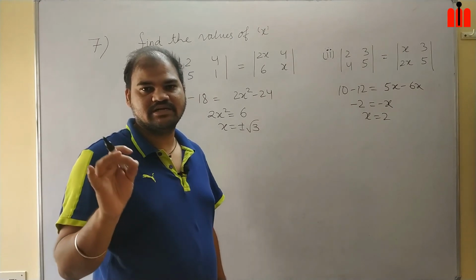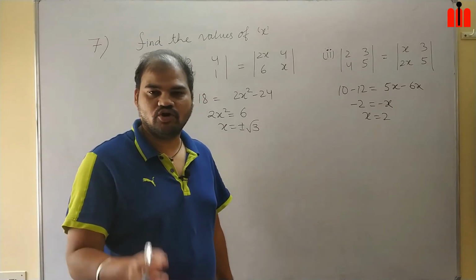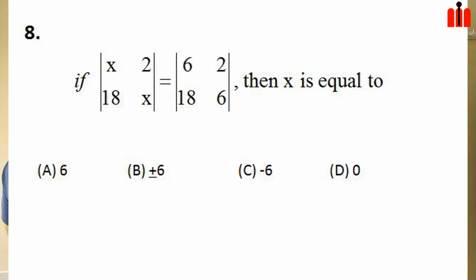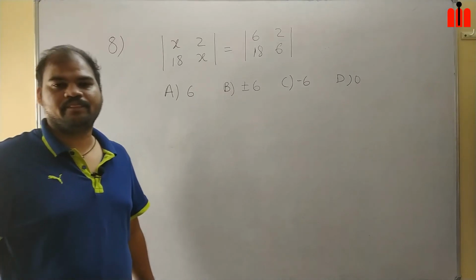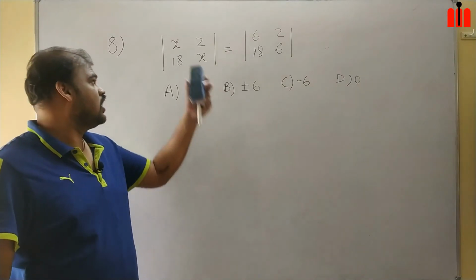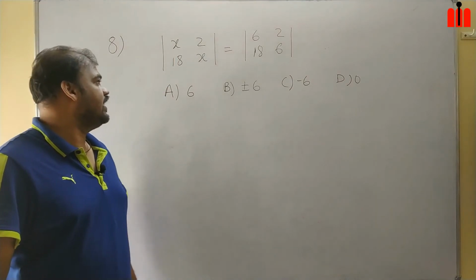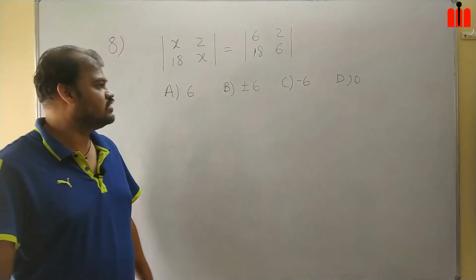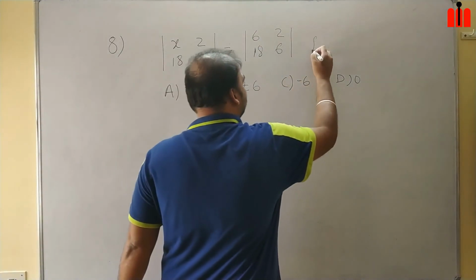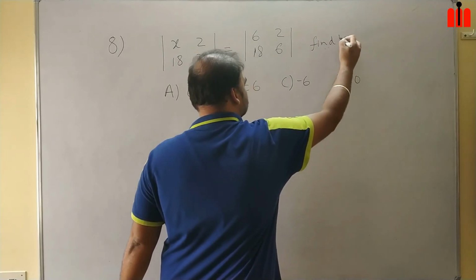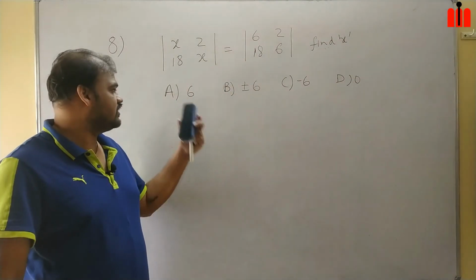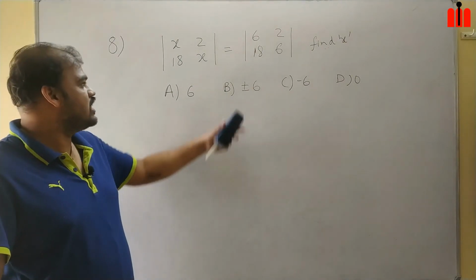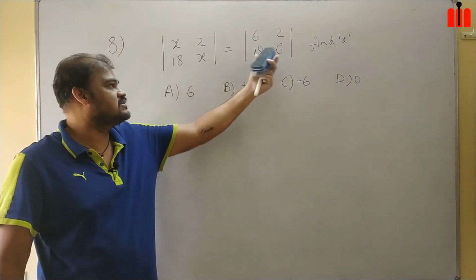This completes the 7th problem. Now let's move on to the 8th problem. My 8th problem is: the determinant of x, 18, x, 2 is equal to the determinant of 6, 18, 6, 2. Then find the value of x. So what we have to find is x. Whether x is 6, plus or minus 6, minus 6 or 0. By comparison we can directly see that x is 6.